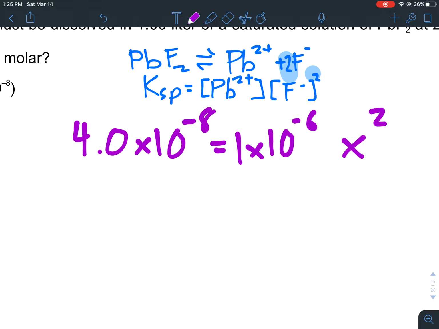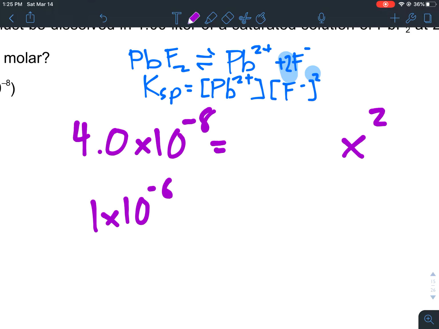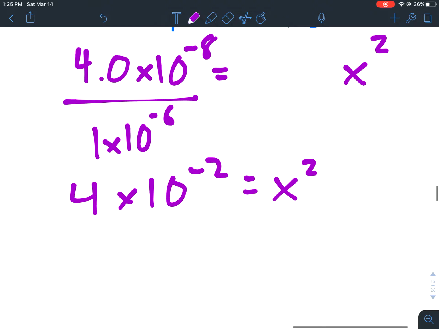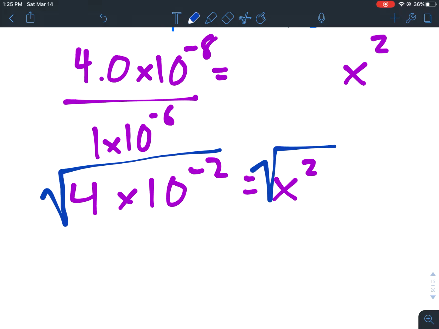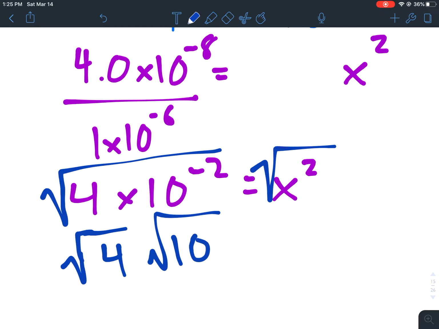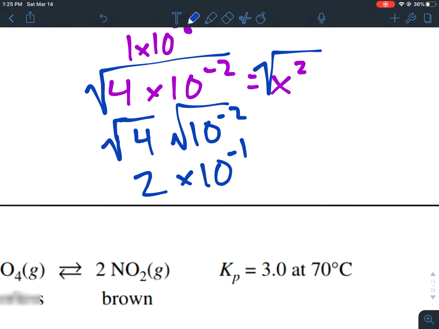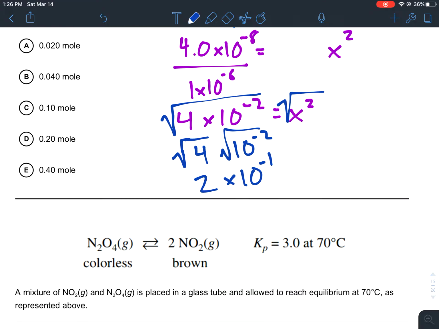So, all right, what are we going to do? We're going to divide this onto the other side so that we can get X by itself, which turns out to be 4 times 10 to the negative 2 is equal to X squared. How do we get rid of the squared? Well, very simply, we square root both sides. Now on this one, let's just square root them individually, the square root of 4 and the square root of 10 to the negative 2. This becomes 2, this becomes times 10 to the negative 1. The correct answer, therefore, is D.